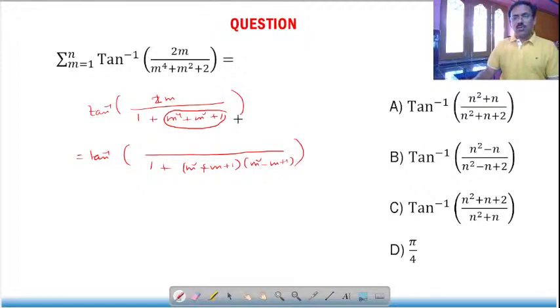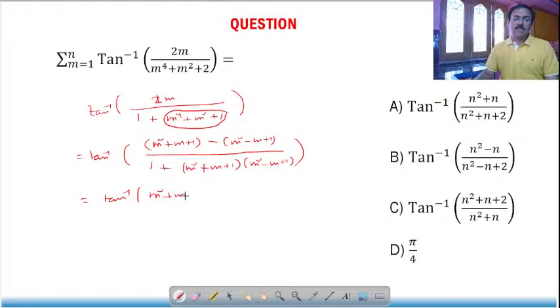So I think you know, friends, its factors are these two, whose difference is 2m. You can write m square plus m plus 1 minus m square minus m plus 1. Perfect it is. So as the denominator is always positive, it is tan inverse of m square plus m plus 1 minus tan inverse of m square minus m plus 1, my dear friends.